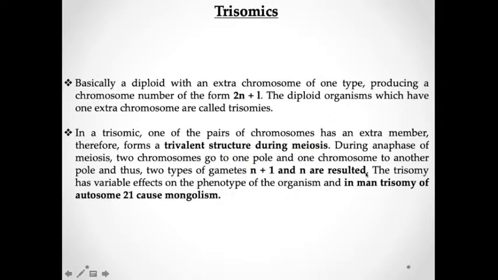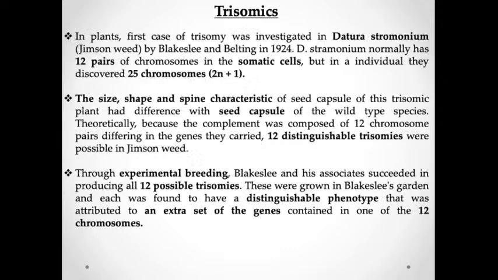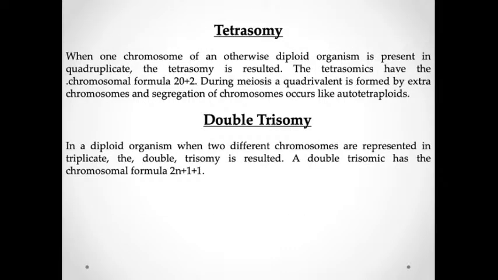In trisomy there is a 2n plus 1, which happens because of autosomal non-disjunction, and it also causes Mongolism in humans. In plants, the first case of trisomy was investigated in Datura stramonium in somatic cells. In the individuals, they discovered 25 chromosomes. The size, shape, and spine characteristics of the seed capsules of these trisomic plants were different. Then there are tetrasomy and double trisomy. These are also possible.